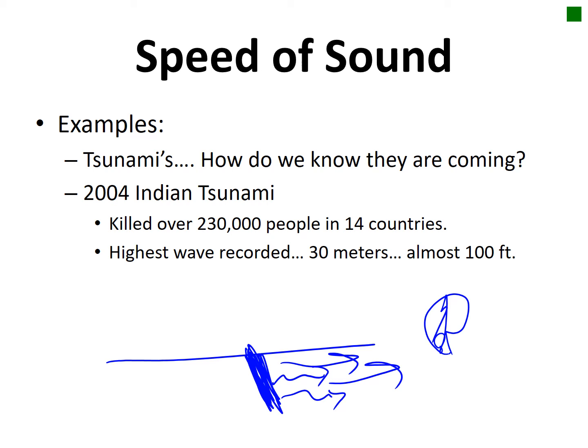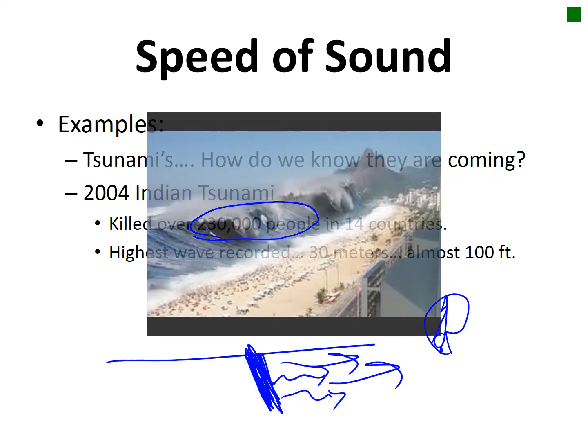So in 2004, a tsunami killed over 230,000 people in 14 countries. And that was because some of the waves were actually over 100 feet tall, so people couldn't get away from the water in a quick enough time. So if we could detect it earlier, we would allow people more time to get away from the coast and get to dry, higher ground.